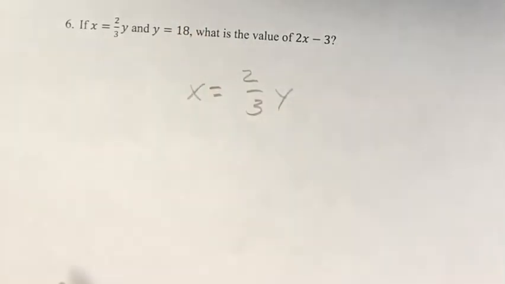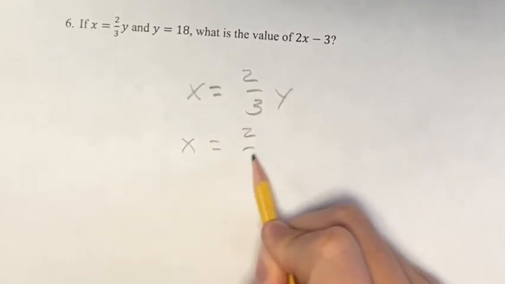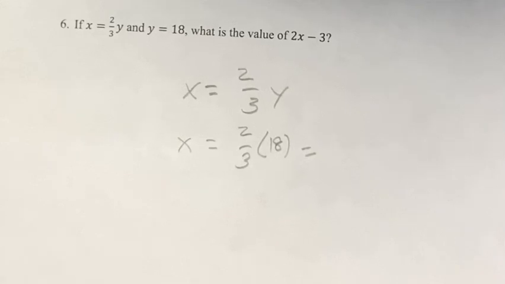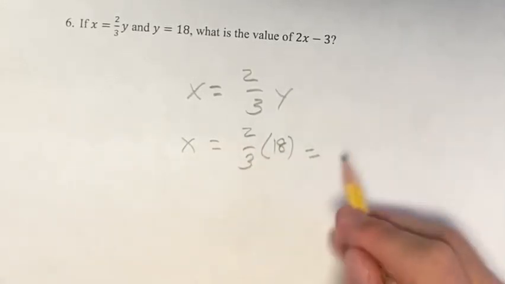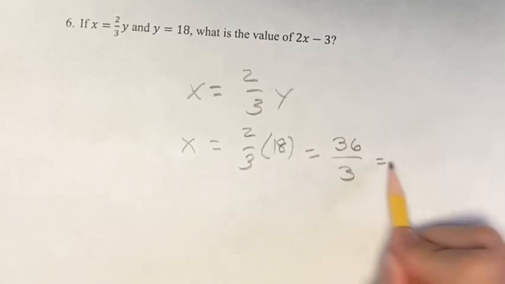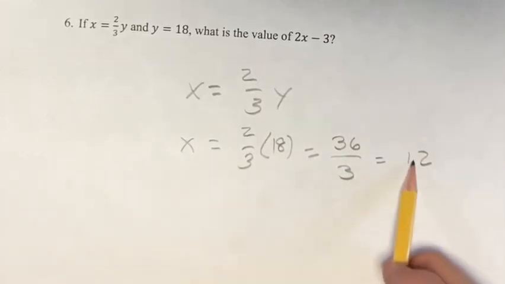We know that y is 18, so wherever we see y in this equation, we can plug in 18. And obviously there's just this one right here. So we have x is equal to 2/3 times 18. What is this? Well, you can think of this as 2 times 18 is 36 over 3. 36 divided by 3 is 12. So x is equal to 12.